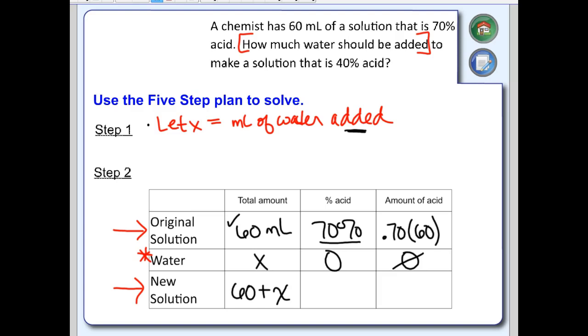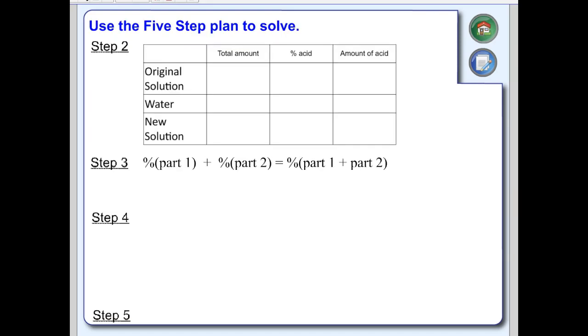What's our new percent acid? 40%. And once again, we're going to change that percent to a decimal and multiply across. Everybody understand? Good job. Okay, so let's go ahead and get the math done. I'm going to put just the totals in here. This was times 60, this was 0, and this was 0.4 times 60 plus x.